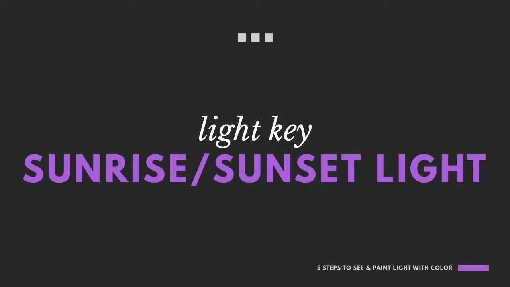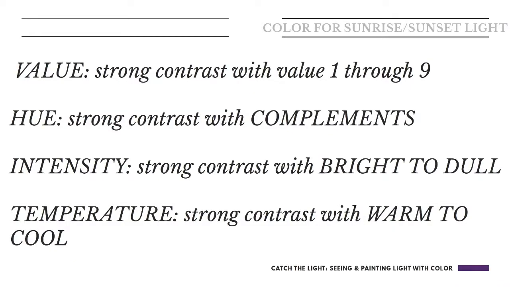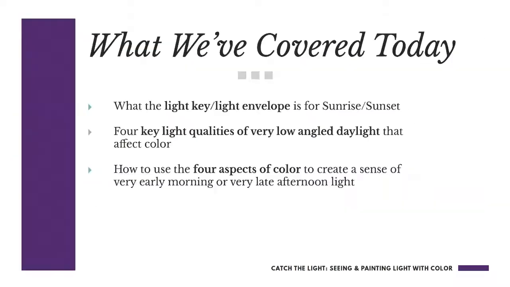So the light key for sunrise, sunset is characterized predominantly by really strong contrast. Contrast in value with an extreme range from 1 to 9. Contrast in hue with lots of contrast in complements. Contrast in intensity from bright to dull. And warm to cool color temperature contrasts.